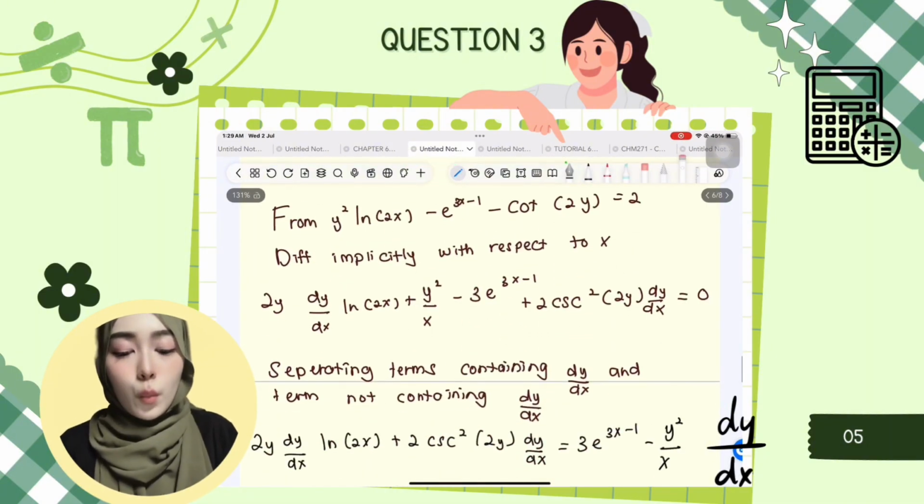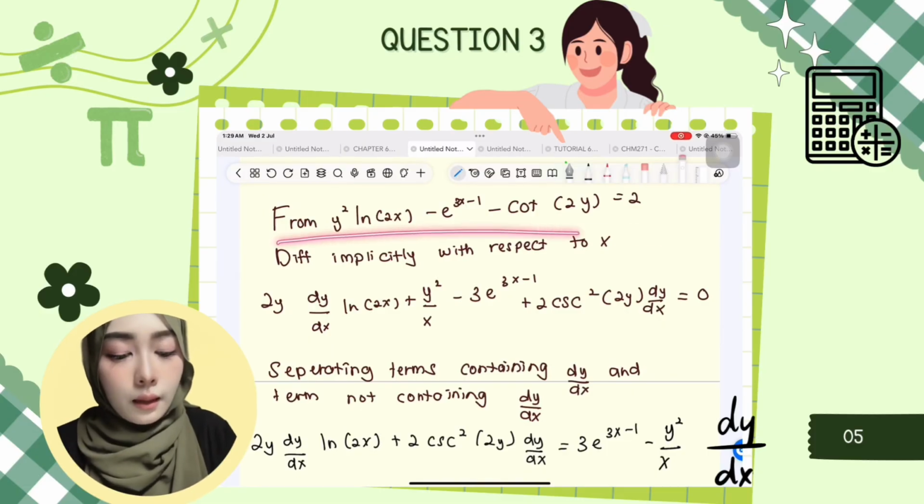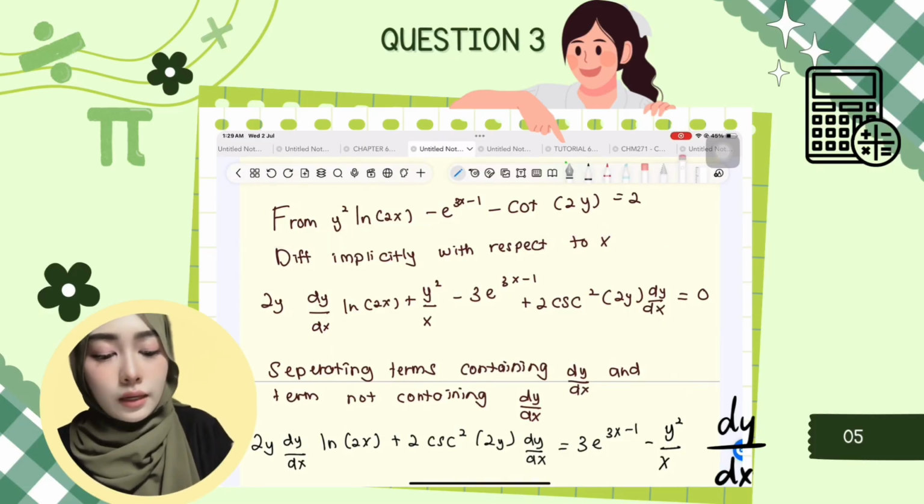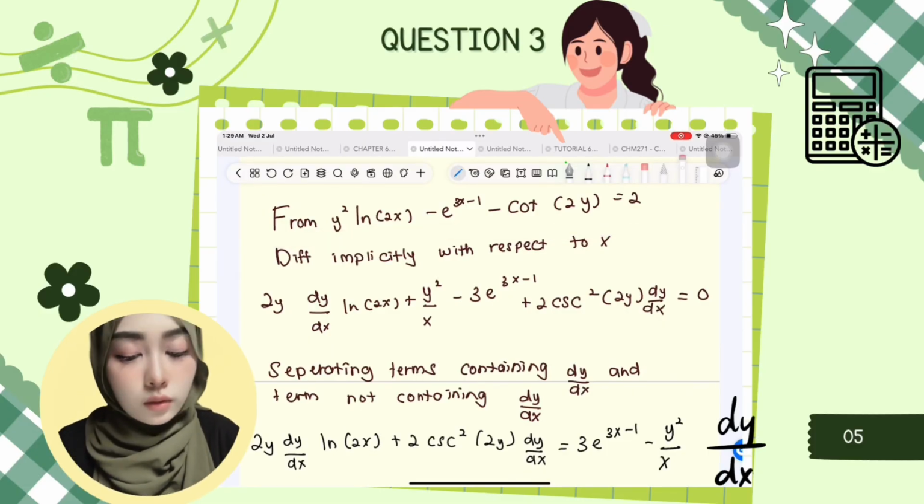So from y squared ln 2x minus e to the power 3x minus 1 minus cot 2y equal to 2.